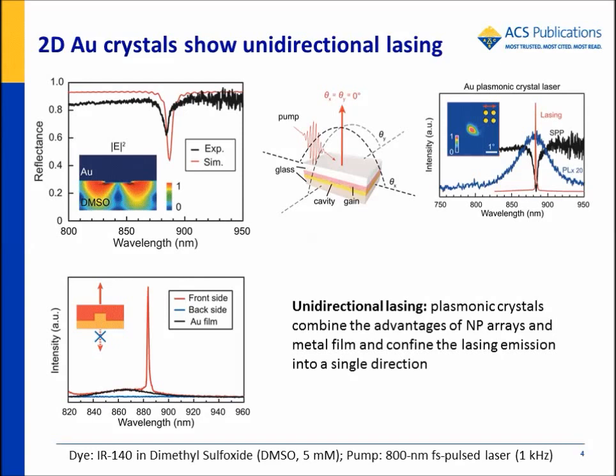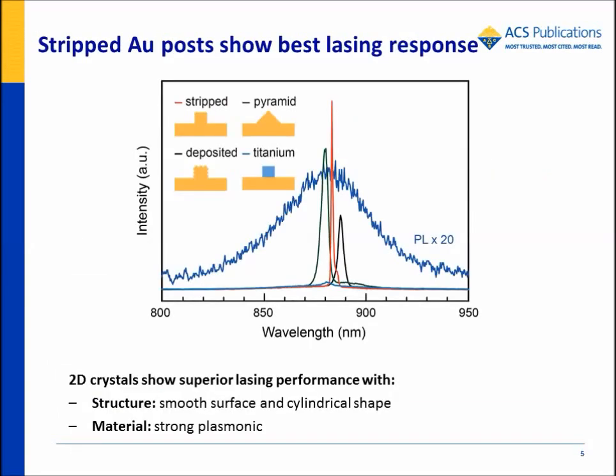In this slide, we show that 2D crystals can screen how structure and material of the unit cell affect the lasing response. Besides the stripped gold posts, we deposited gold nanoparticles onto stripped gold film. We also stripped pyramid arrays, and we deposited titanium nanoparticles onto stripped gold film. These samples cover different features, including roughness, shape, and material.